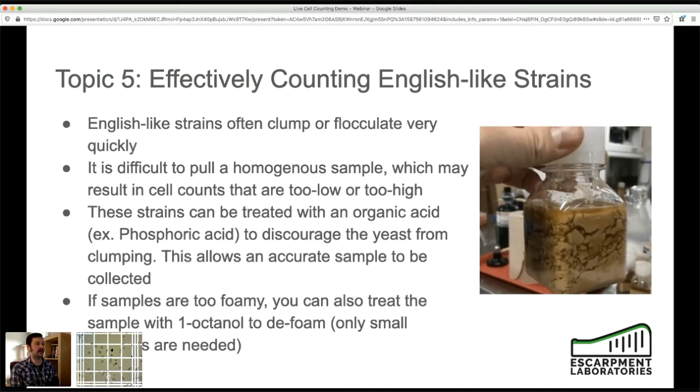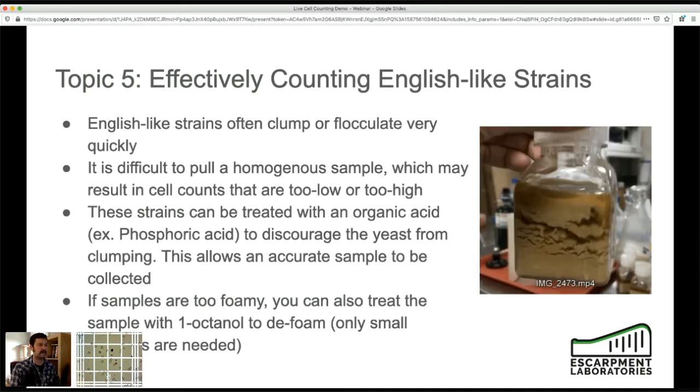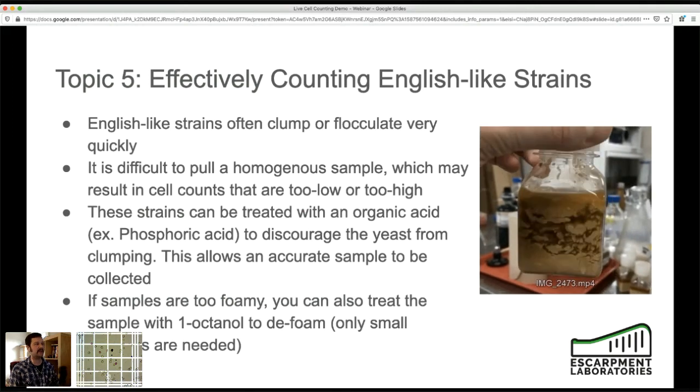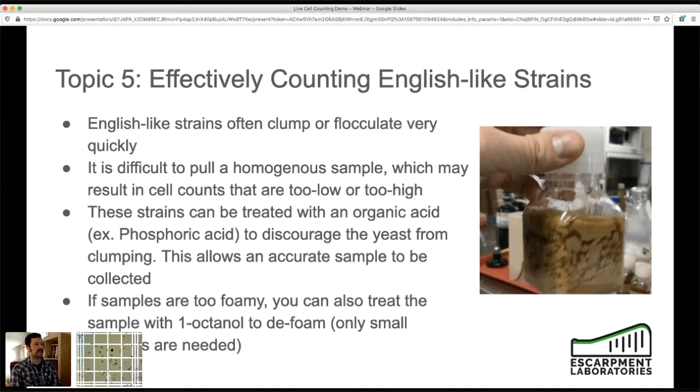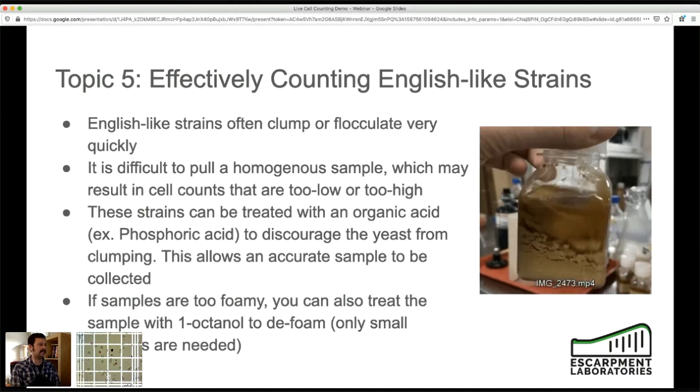These strains can be treated with an organic acid, such as phosphoric acid, which is kind of the industry standard for that, to discourage yeast from clumping, and this allows for an accurate sample to be collected.